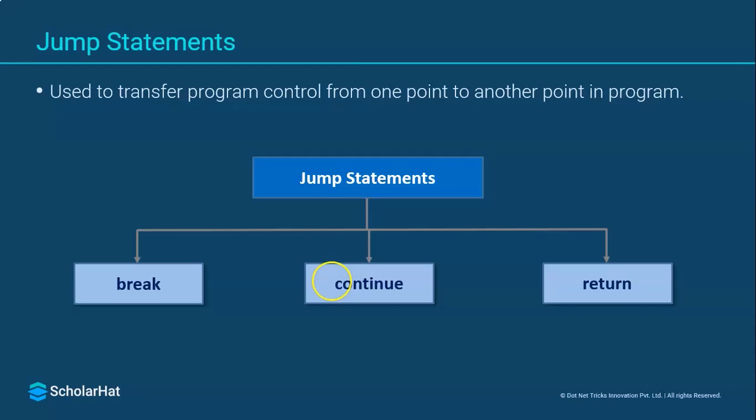The break statement exits the nearest enclosing loop. Continue skips to the next iteration of the nearest enclosing loop. And return exits a function or loop and optionally returns a value.